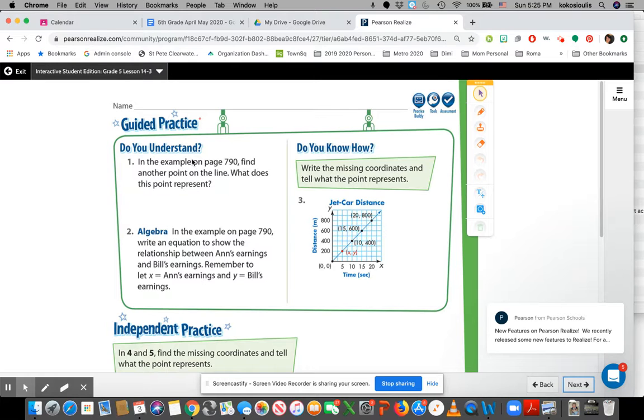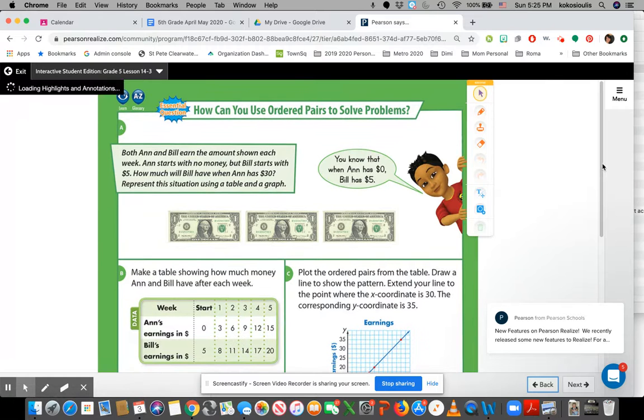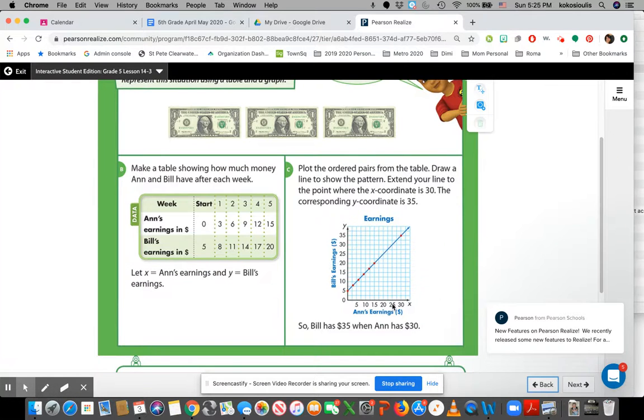Okay. In the example on page 790, find another point on the line. What does it represent? Well, we could go back and find another point on that line. So here we go. Let's find 20, right? So I'm going to take 20 and I go up right there. And then I go over to 25.